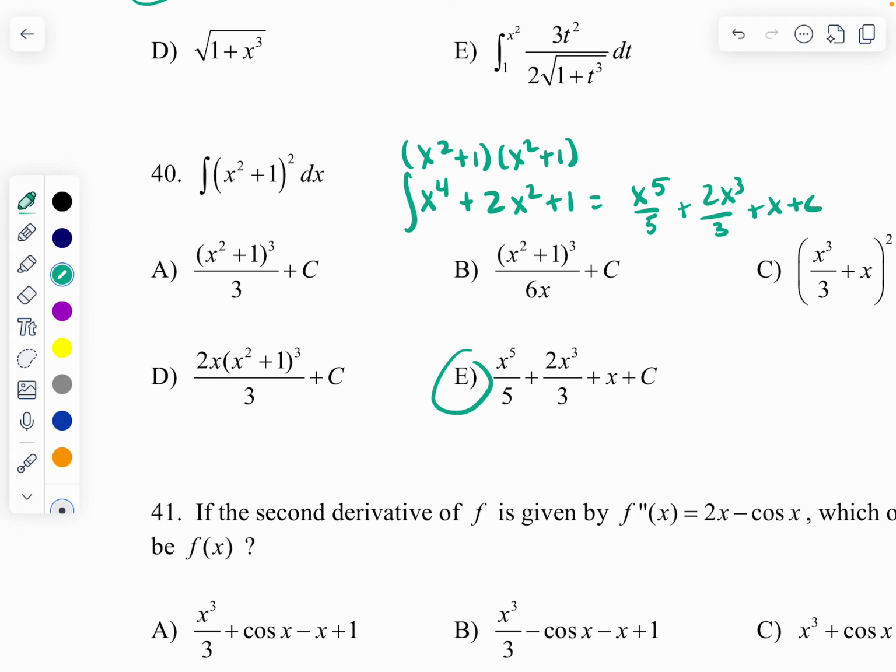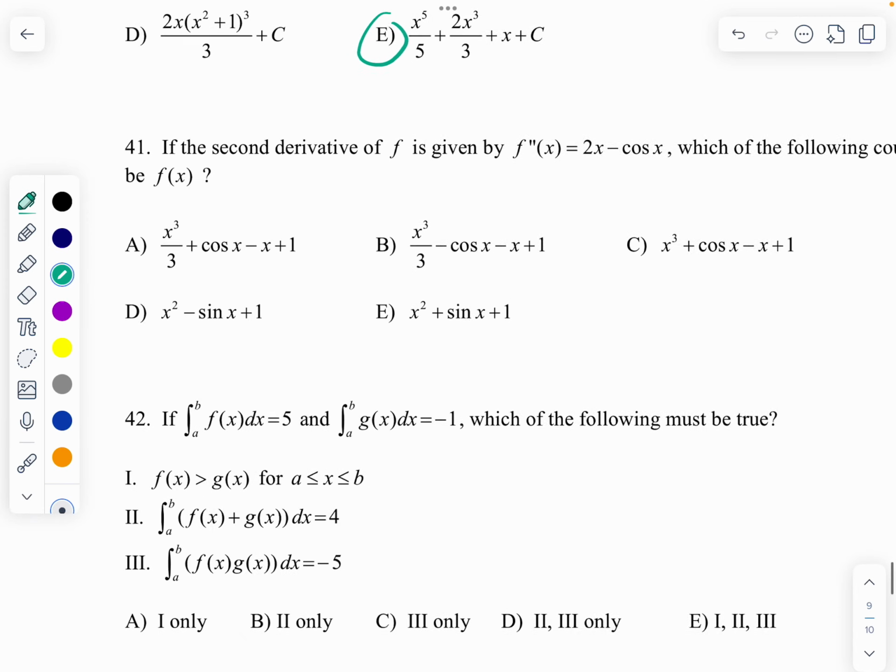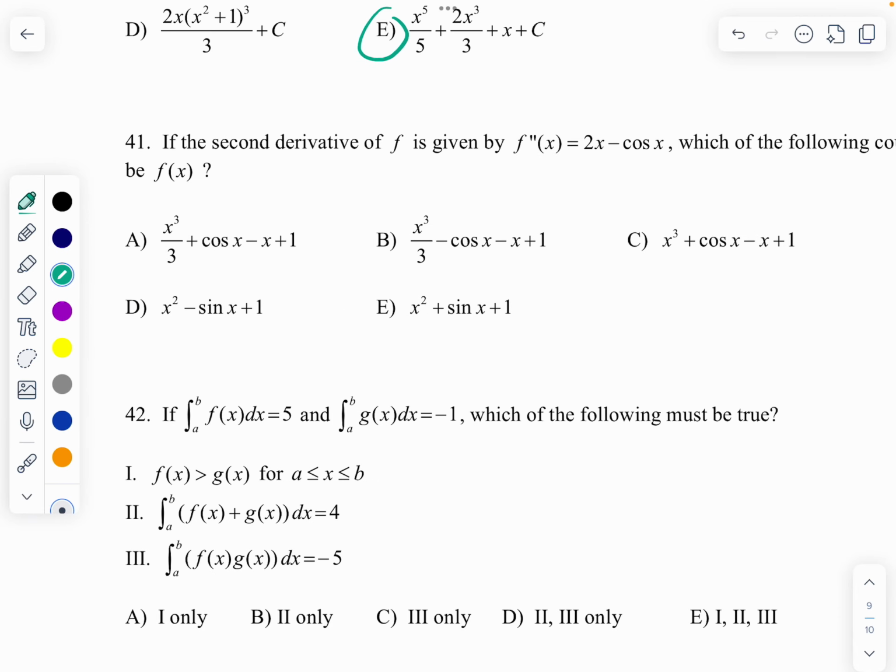All right. Okay, 41. So you have the second derivative. Which of the following could be f of x? Hey, does this look familiar? Because this was on your last test. Okay, so if I have f double prime of x is 2x minus cosine x, and I'm trying to find f of x, I need to break this down. So I need to integrate. The integral of a double derivative would be a single derivative. The integral of 2x is 2x squared over 2, which is just x squared, minus the integral of cosine, which is sine. And then I have a plus c.